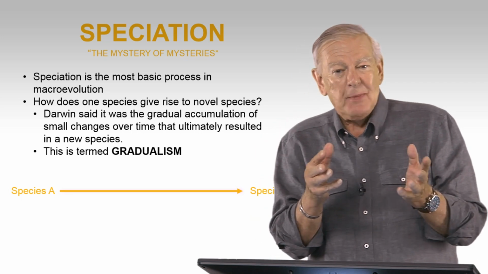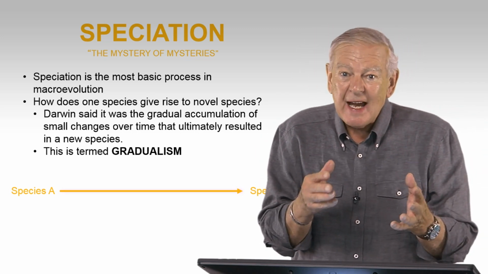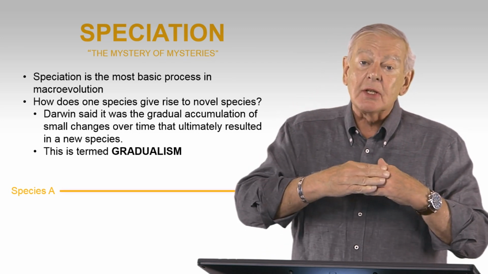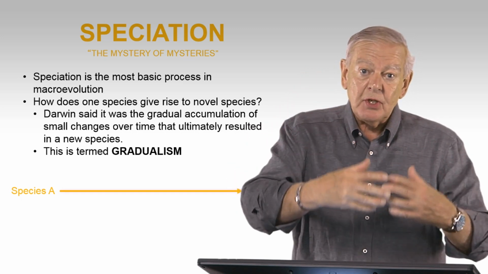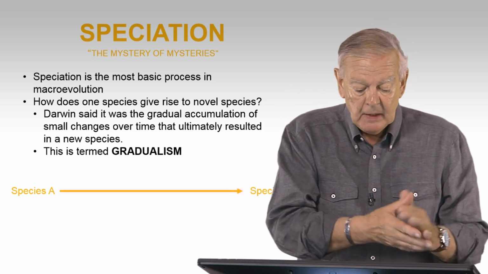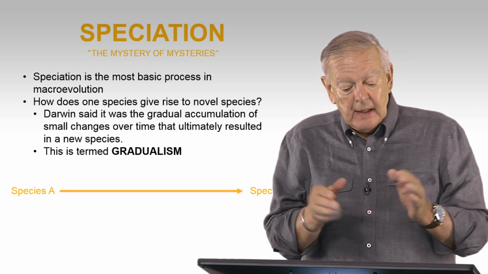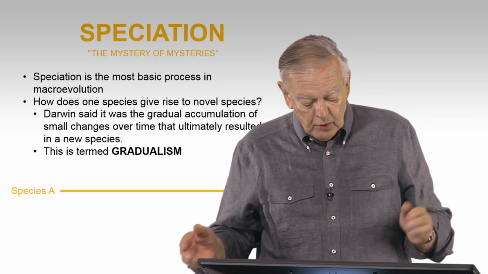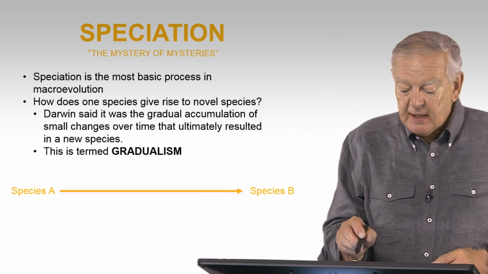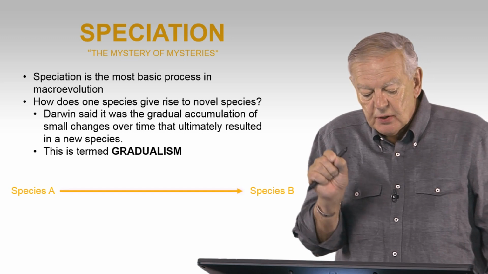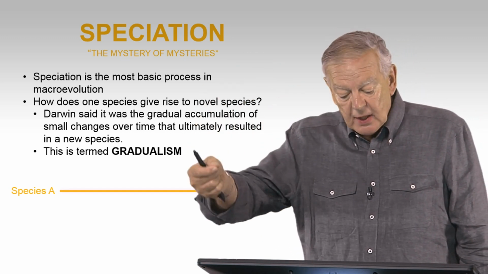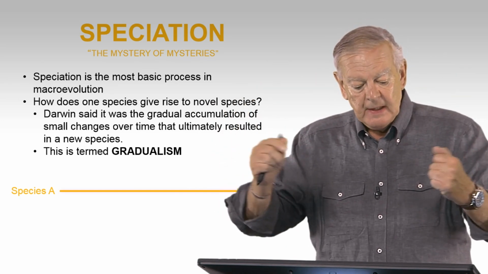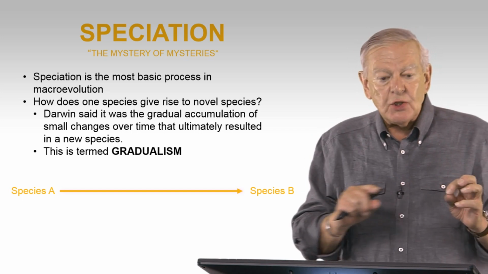We don't see this happening, do we? And we don't see it happening because we live such a short period of time. It takes a considerable amount of time for one species to evolve into another species. And Darwin knew that. And he said, how does one species give rise to a novel or new species? And he said it was the gradual accumulation of small changes over time that ultimately gave rise to a new species. All right? And this is termed gradualism.